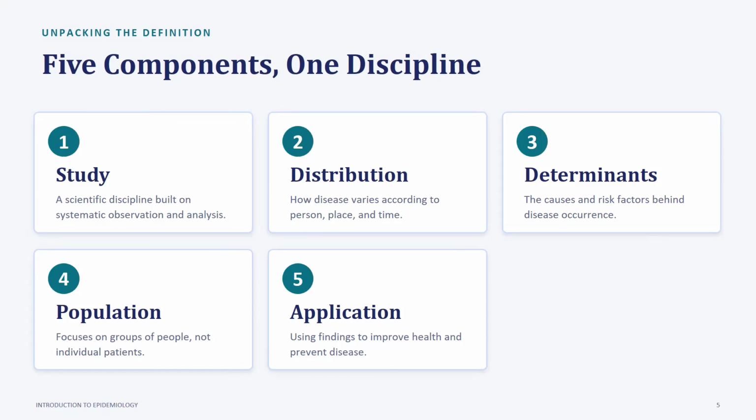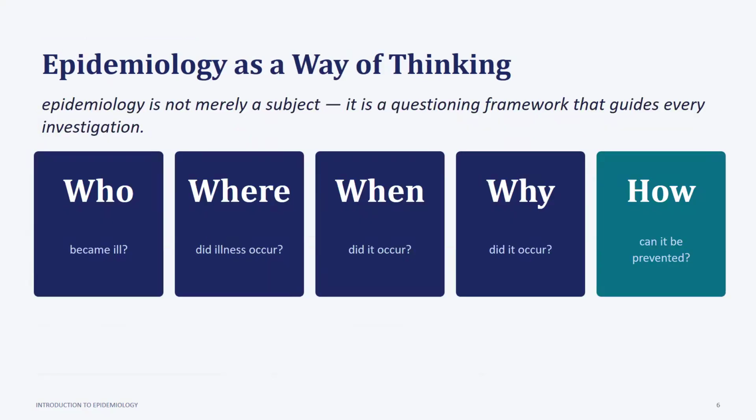Then we have distribution, that is how disease varies according to person, place, and time. Then we have determinants, the causes and risk factors behind disease occurrence. Then we have the population, because epidemiology focuses on groups of people, not individual patients. Then its application, where we use the findings to improve health and prevent disease.